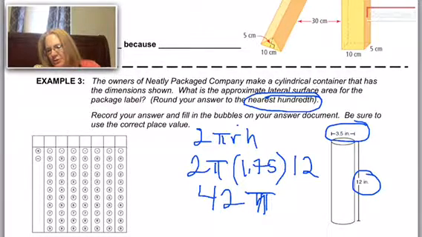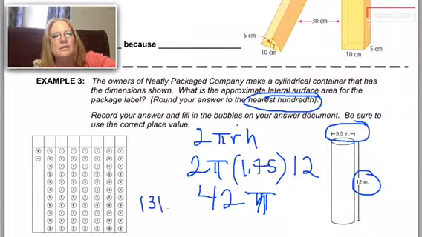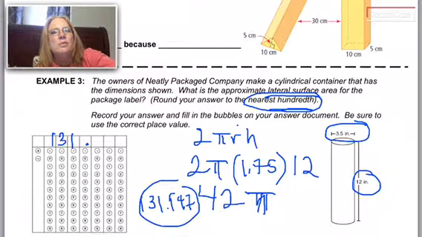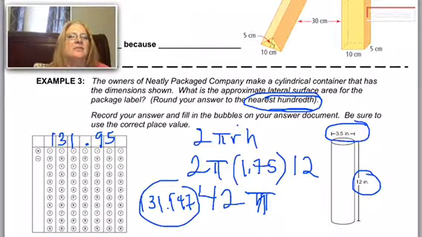So 42 pi is approximately 131.947. But if we look, it says to the nearest hundredth, so that would be 131.95. And I'm not going to try and bubble it in, but that would be your answer.